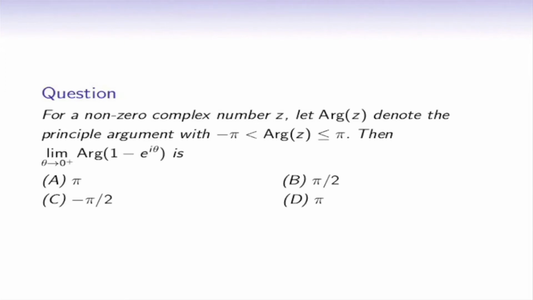For a non-zero complex number z, let Arg z denote the principal argument of the complex number z that lies in the interval minus pi to pi. In the question, we are asked to find the right limit of the principal argument of 1 minus e to the power i theta as theta goes to 0. And we are given 4 options here. Let us see how to solve this problem.